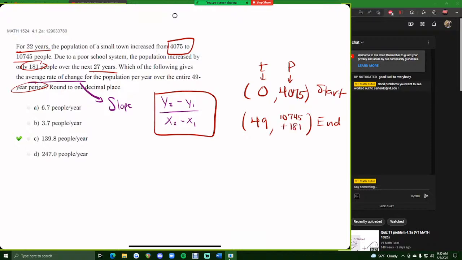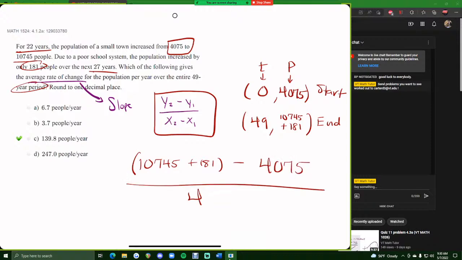And that's it. So we have our start and finish ordered pairs for the time and population of the entire period. So we just plug these into the slope formula. Second y value minus the first y value, all divided by the change in x values.